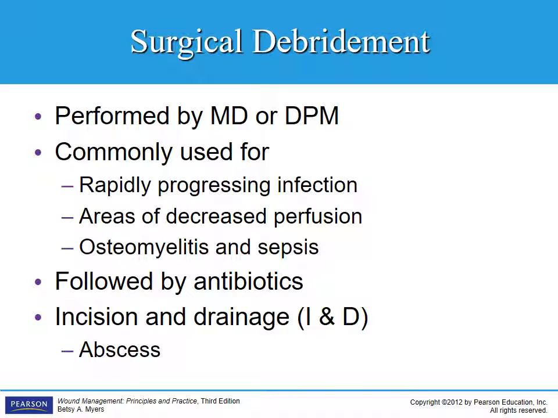Those are often done with abscesses as well. A lot of times an I&D is done if you'll see a pilonidal cyst, which is in the coccyx area. The physician will go in and do an irrigation and a drainage, or if there's an abscess anywhere within the body, they'll go in and do an I&D.